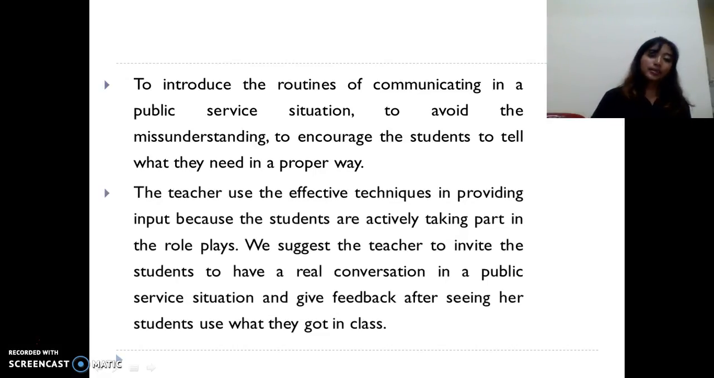We agree that the teacher used effective techniques in providing input because the students are actively taking part in role plays. We suggest the teacher invite the students to have a real conversation in a public service situation and give feedback to the students after seeing them use what they got in class.